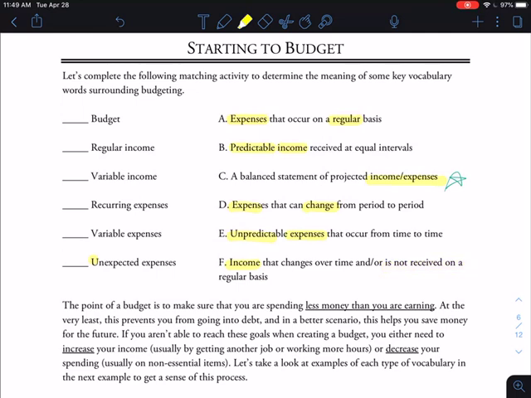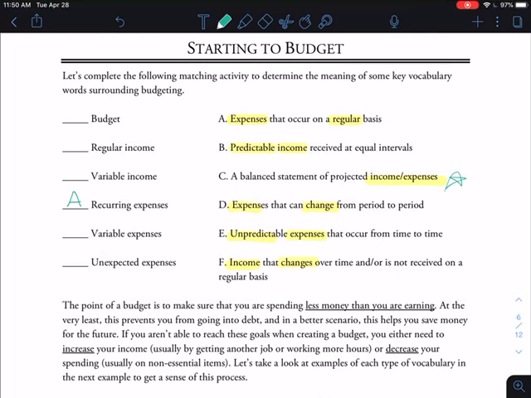Now the reason I did that is because I want us to be able to match these up pretty easily. Starting with A, we have expenses that occur on a regular basis. So that's what we're going to be looking for on the left: anything that has expense, that's regular. Remember that regular and recurring are things that we expect, and so that would be A right there. A recurring expense is something you have to pay for that happens regularly.